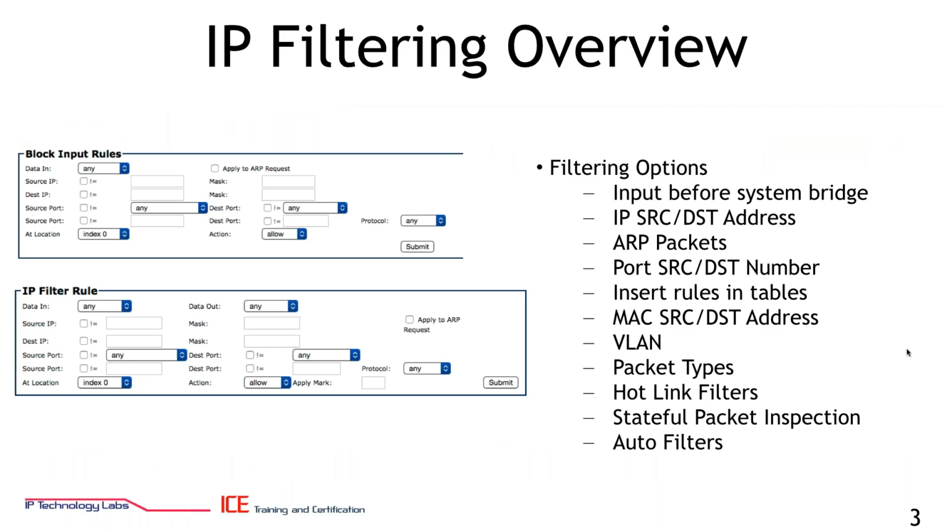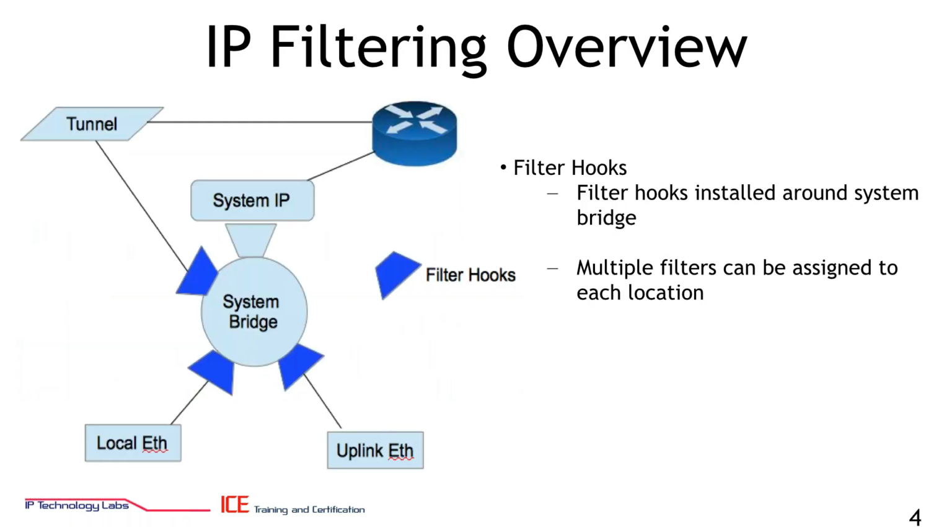So within the filtering, we can filter on a lot of different options, from source and destination IP address, interfaces, port numbers, MAC addresses, VLANs, everything in layer 2 and layer 3. When we get into the routing, we can also filter based on layer 7, string matching, and things like that. The IP filtering is based on these hooks on the system bridge for this first section. So you can filter on any interface that is attached to the system bridge.